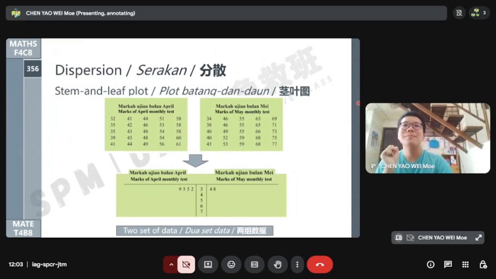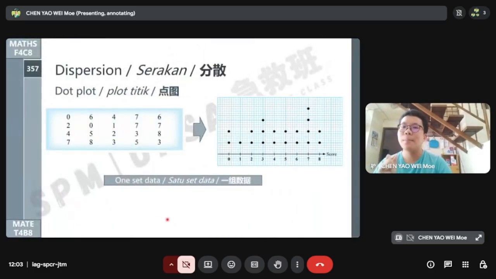Next one. This is the new thing, the dot plot. How do we draw it? Draw a number line here. What values can we put here? First, see whether there is any small number, the smallest number. 0, very good. 0 is the smallest number. Other than that, no. The biggest number is 8. Other than that, no. Very good.